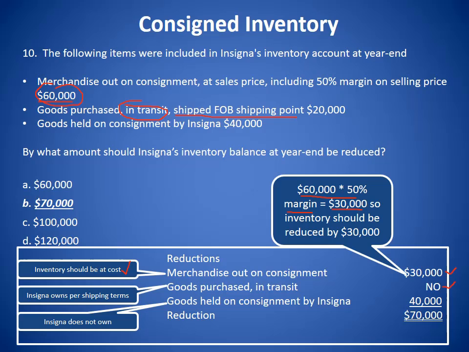The third item is goods held on consignment by Insignia. So in the case of this $40,000, in effect, Insignia is acting as the agent for the consignor. So Insignia doesn't actually own that consigned inventory. So that consigned inventory would also be reduced from the inventory balance. So our total reduction would be $70,000.